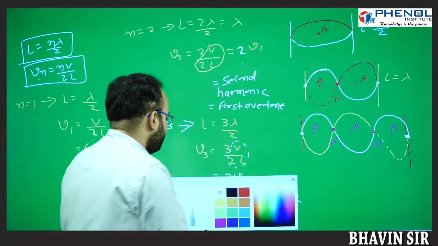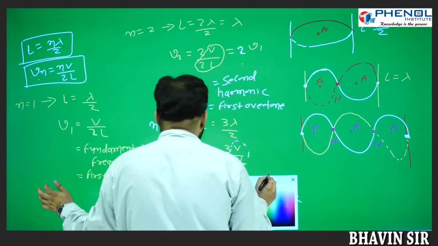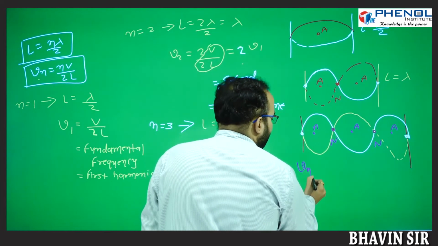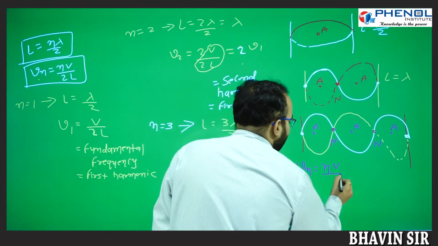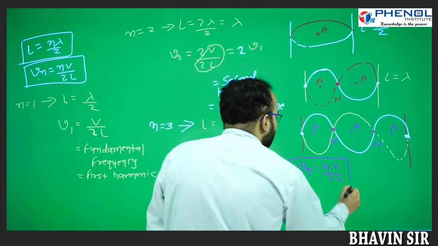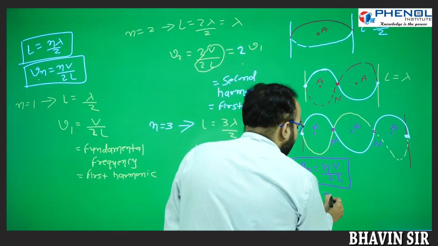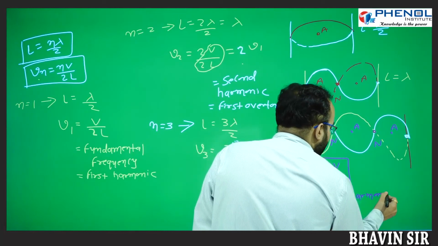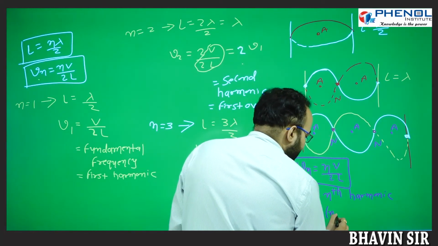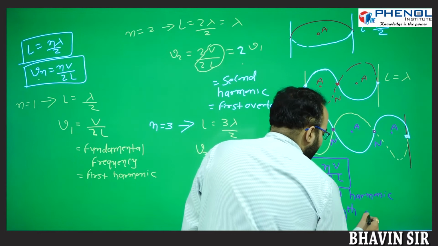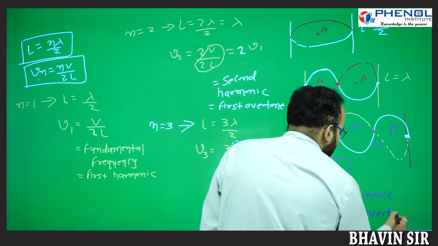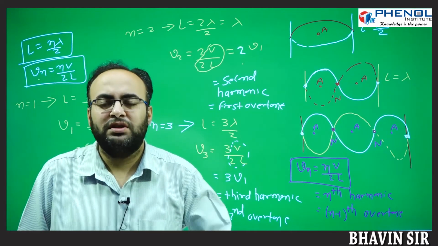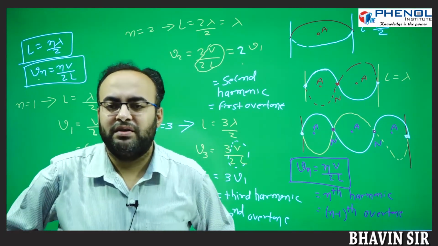So what is the general formula? Now we write: frequency of stationary wave is nv by 2L, where n is the nth harmonic and n minus 1 is the overtone. Means when n equals 3, so what is the overtone? 3 minus 1, second overtone.